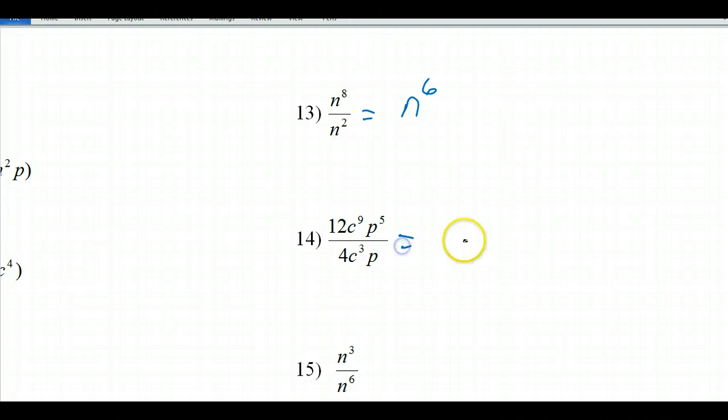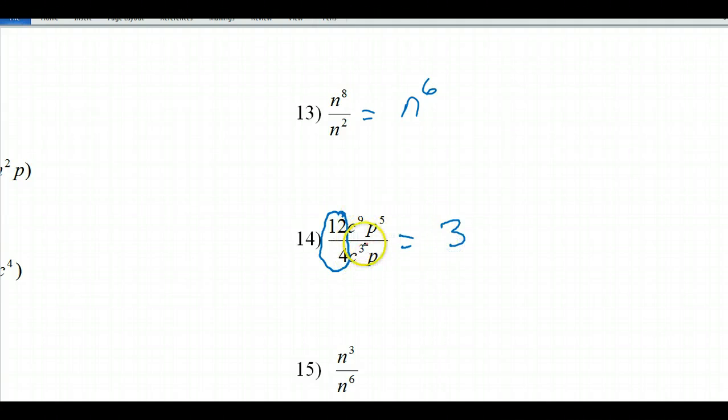Number 14. Same thing, but be careful not to get caught up and think you're going to subtract 12 minus 4. The 12 and the 4, we're going to divide those like we've been doing since the 3rd grade. Alright, so 12 divided by 4 is 3.